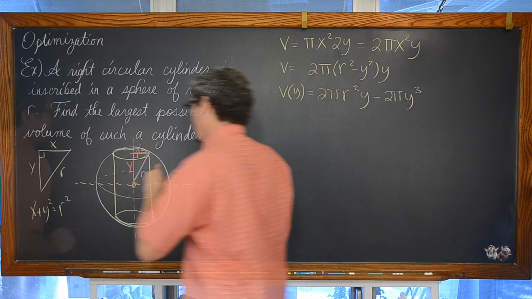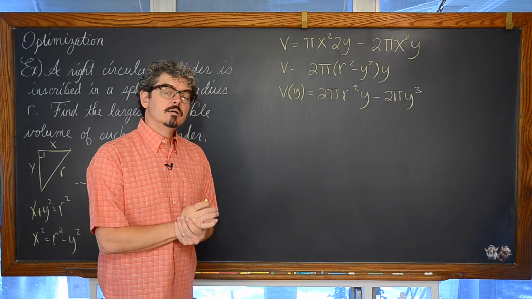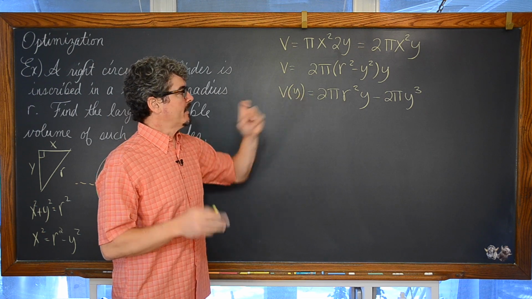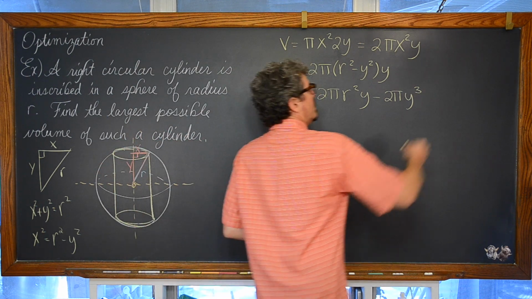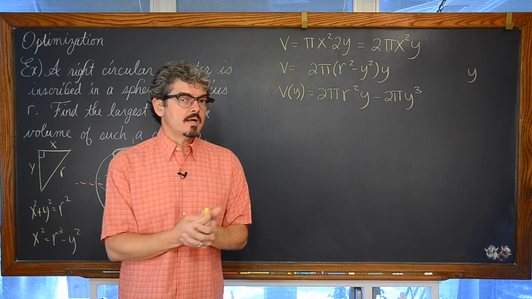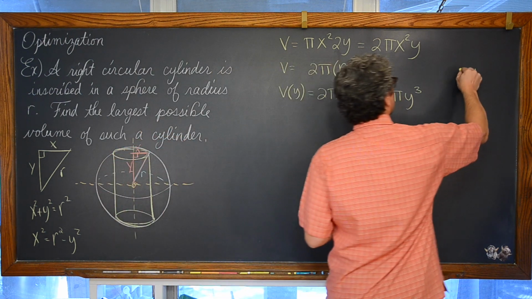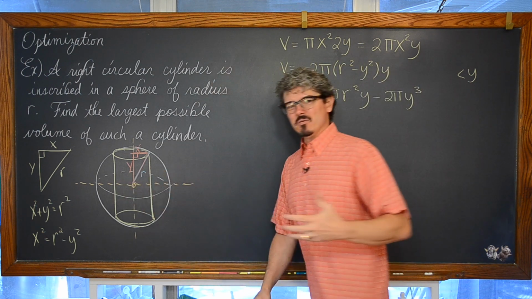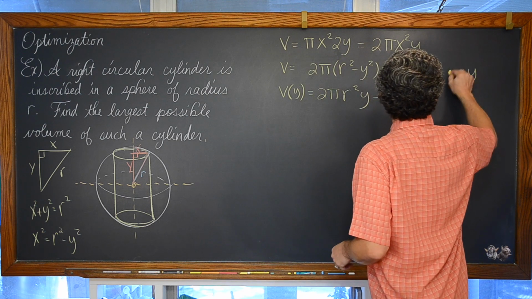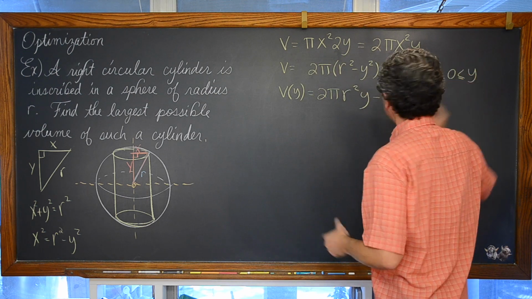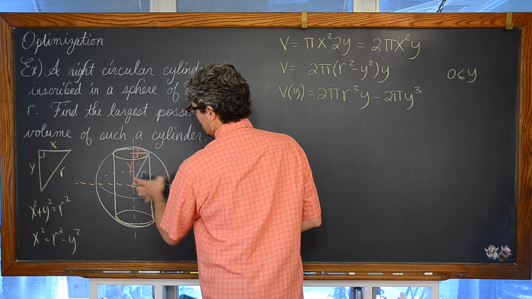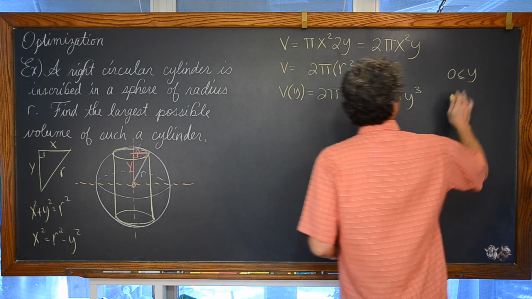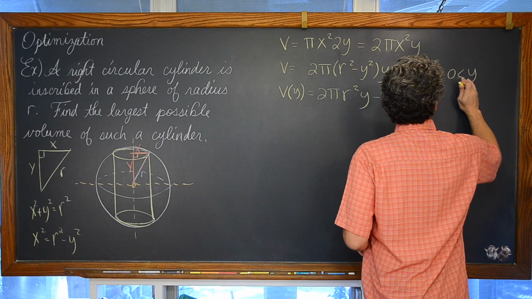Okay, now we need to find for what value of y. Oh, and by the way, domain. What kind of values can y take on? Well, y can take on values from up to 0. If y is equal to 0, you could actually kind of argue that it could technically be equal to 0, but then you don't have a cylinder, you just have a circle. So I'm going to say that y is greater than 0 and less than what?